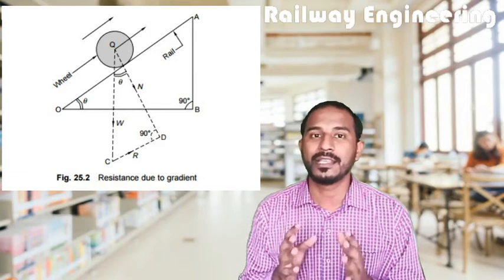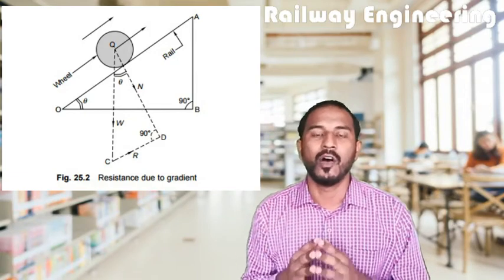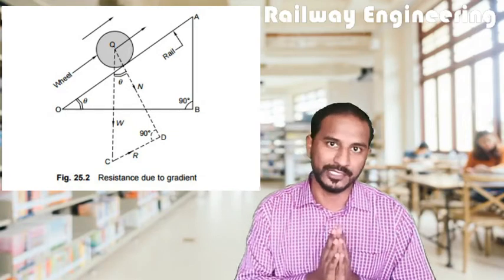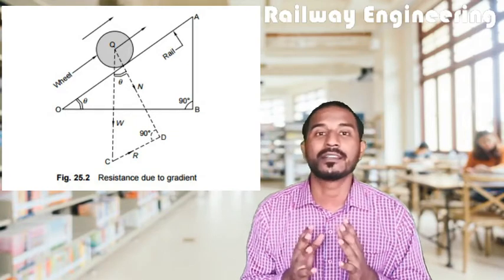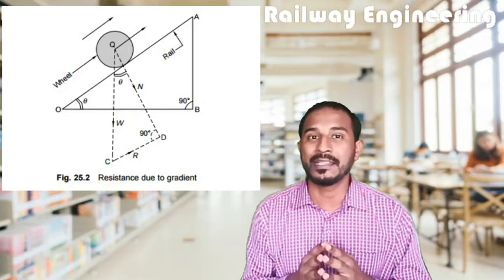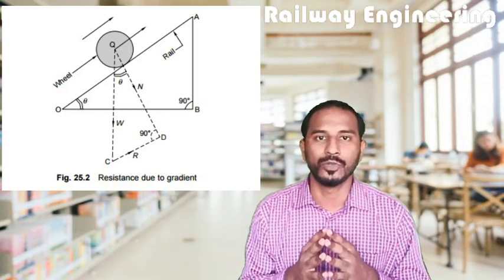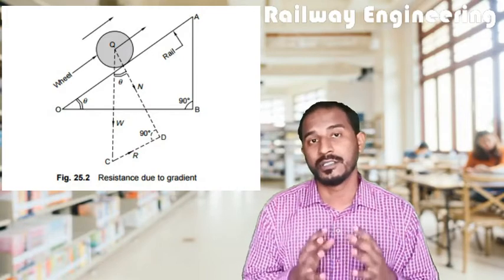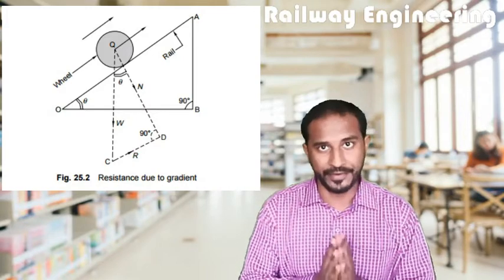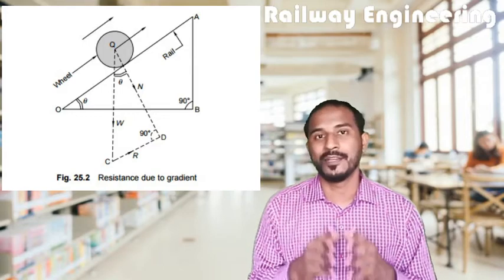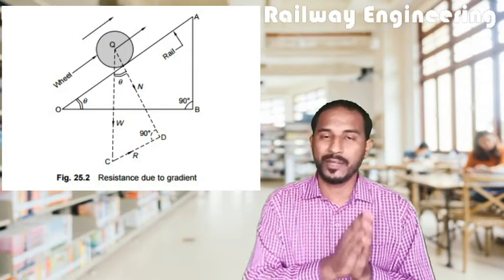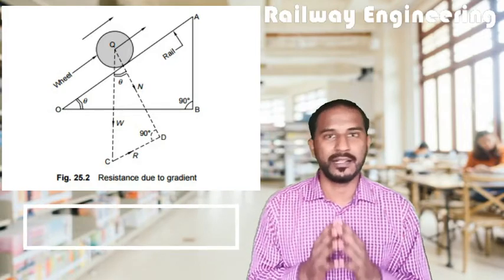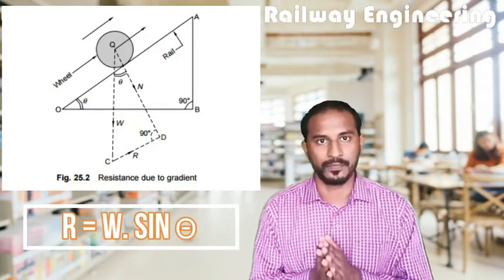You can see the vehicle is moving in the right direction on a track which has an angle of inclination theta with the horizontal. Now the weight component W is acting downward through the CG, where N is the normal force and the reaction developed is denoted by R. Here the angle between the normal force and the weight component is also theta. So we can write R is equal to W sin theta.